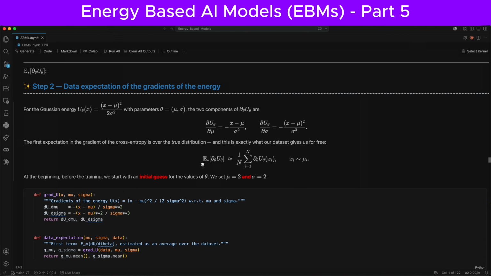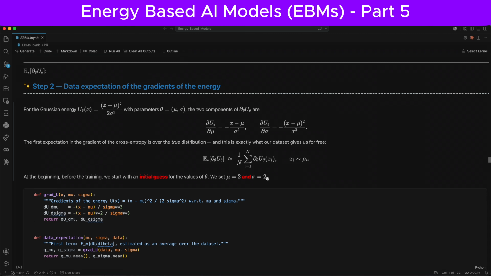The first expectation in the gradient of the cross-entropy is over the true distribution, and this is exactly what our dataset gives us for free. We just average the gradient over all the data points. At the beginning, before the training, we start with an initial guess for the values of theta.